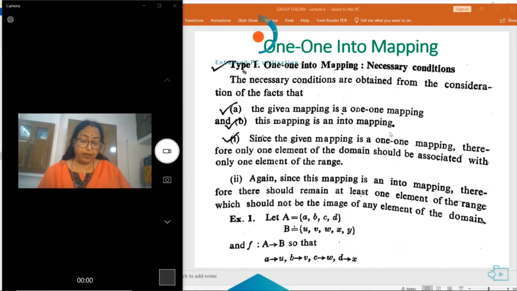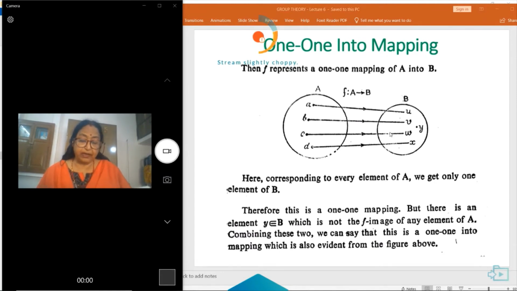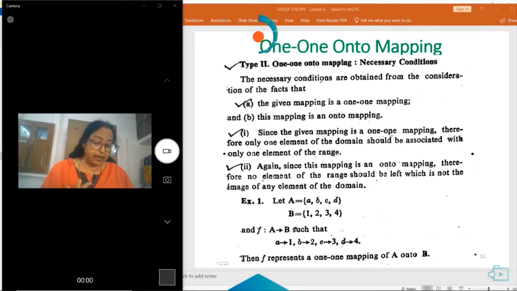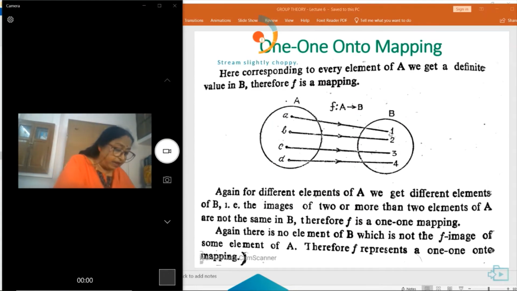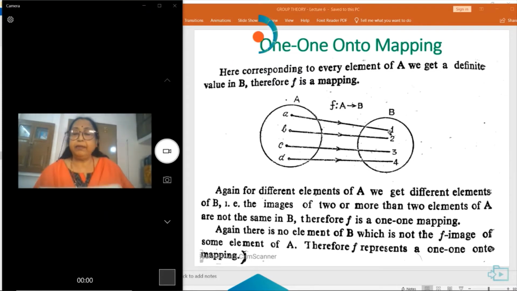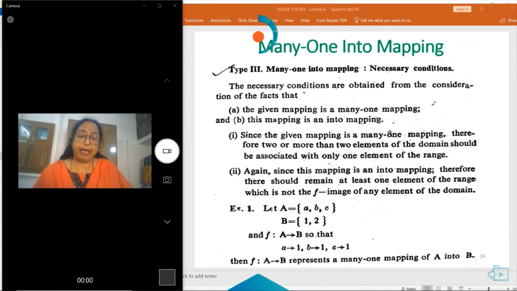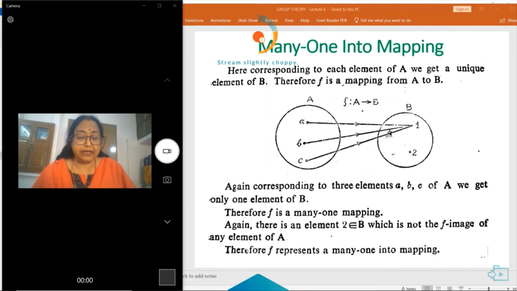Now one-one onto: again the mapping is one-one, that is, for every element in A there is a separate image in B, but there does not remain any element in B which is not the f image of an element of A. Now, similarly, many-one into. Many-one mapping means separate elements of A may have the same image in B.